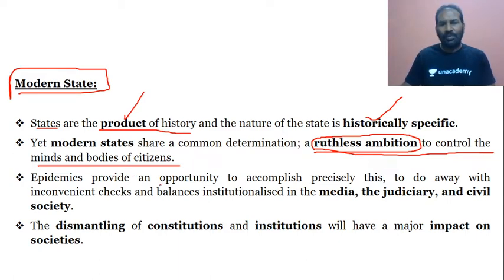And then the epidemic proved an opportunity to accomplish precisely this. What precisely? The ruthless ambition of a few of the modern states, I'm saying not all, a few of the modern states, to suppress the anti-government protests going on internally, or any opposition trying to raise concerns against the government. Those kinds of countries have the opportunity to accomplish that because of the epidemic. And they have kept aside the media, judiciary and the civil society.